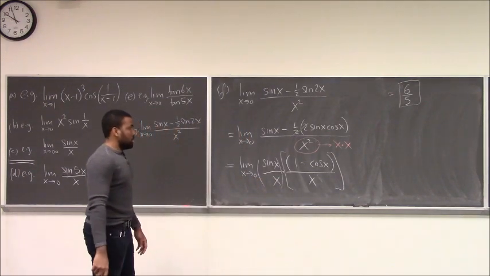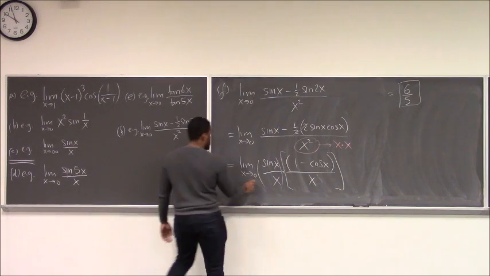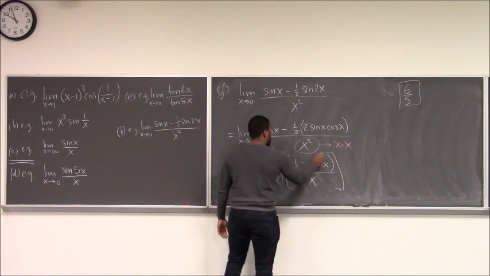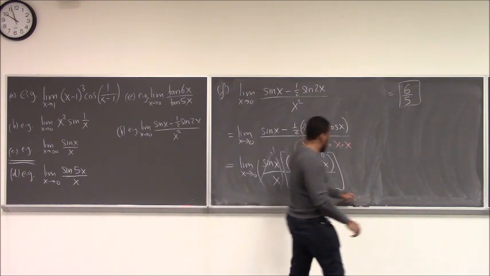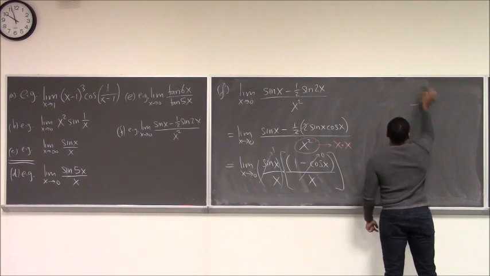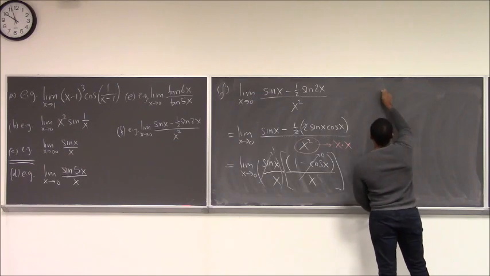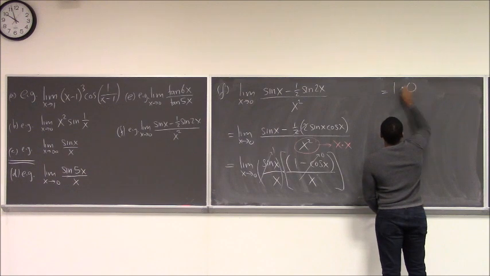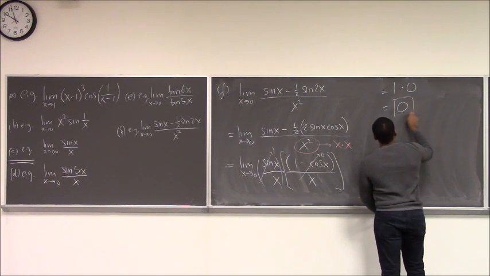Those are both special trig limits. This one goes to 1, and this one goes to 0. So we have just 1 times 0. The limit is actually 0.